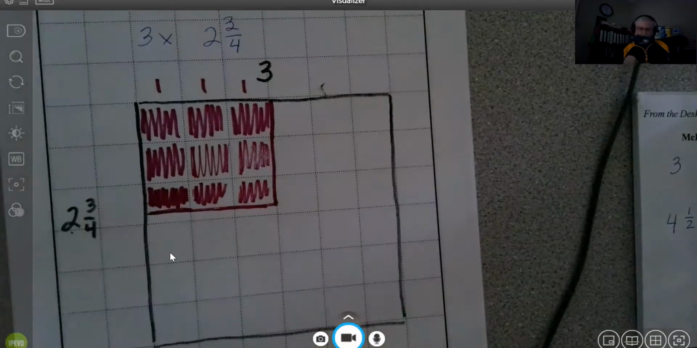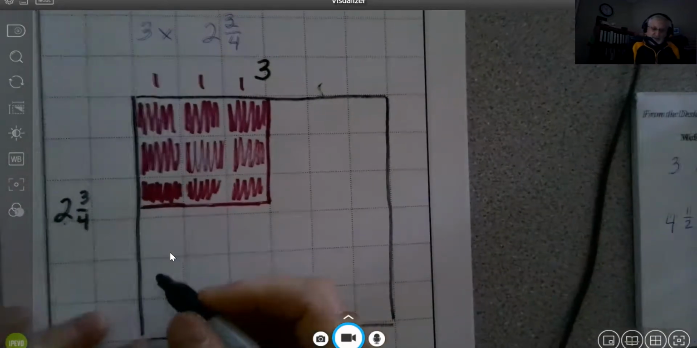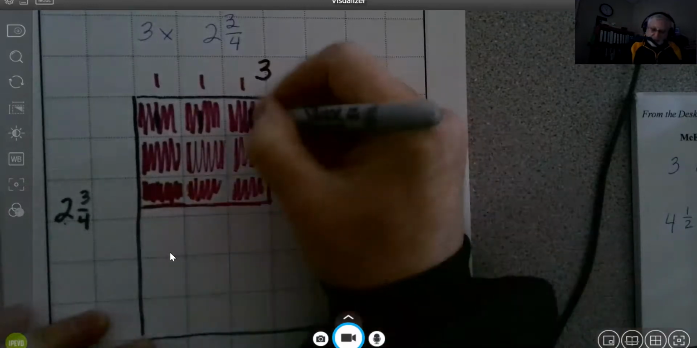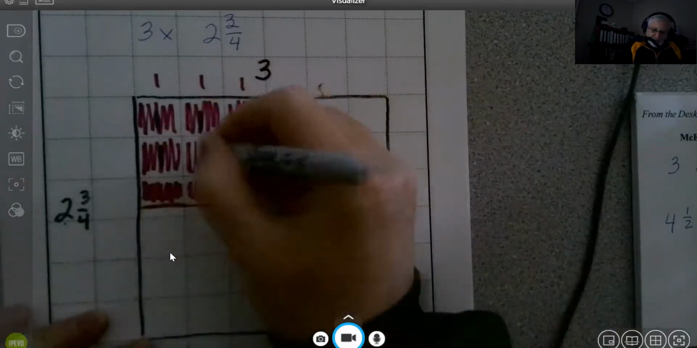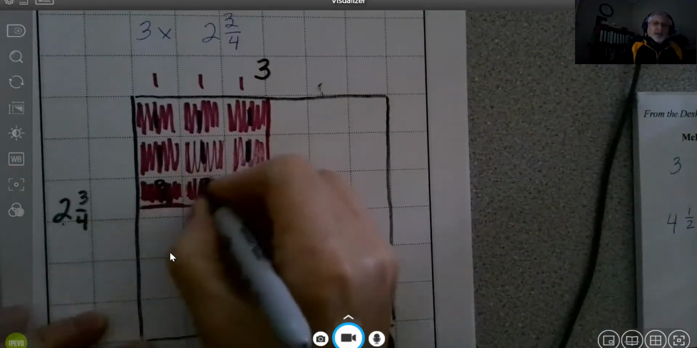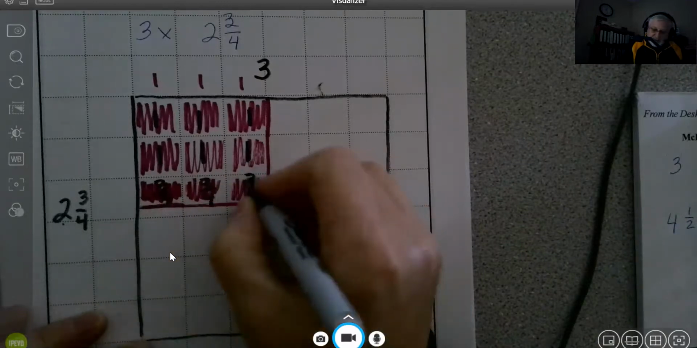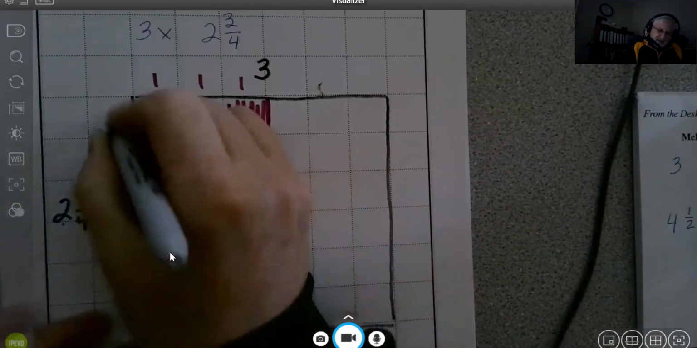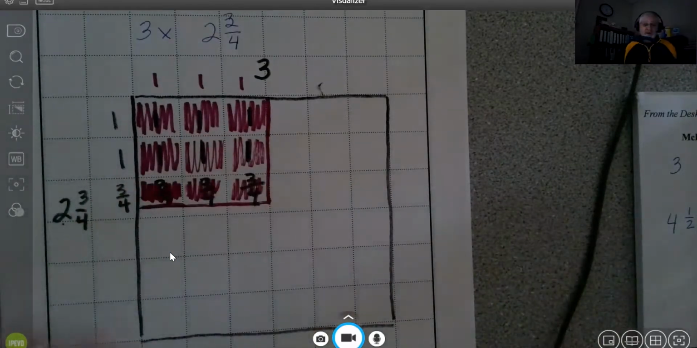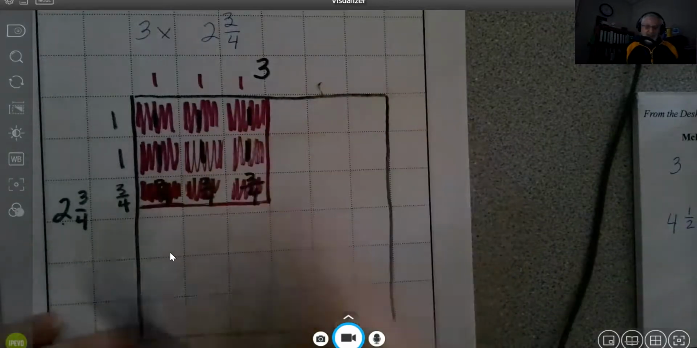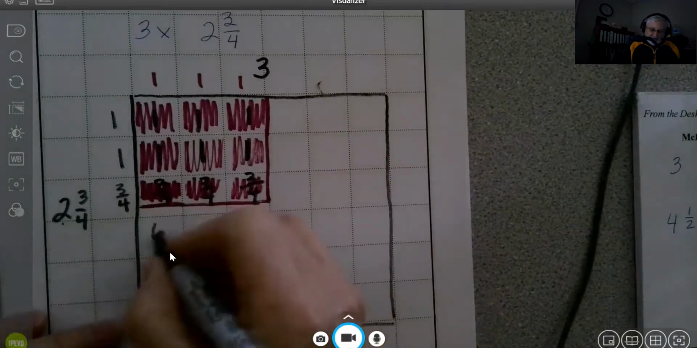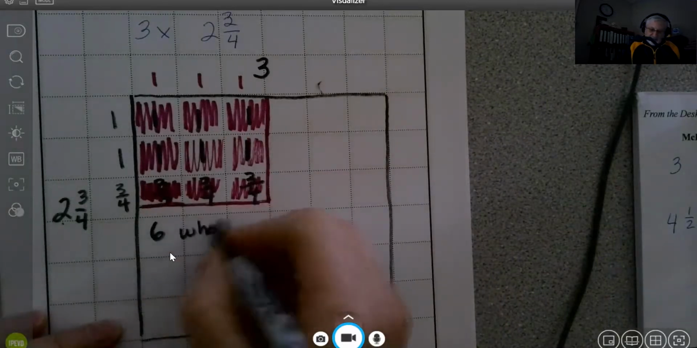So I'm going to count how many wholes I have first. I know that's a whole, that's a whole, that's a whole, that's a whole, that's a whole, that's a whole. And this is a 3/4, this is a 3/4, and this is a 3/4, okay? That's a whole, and this is a 3/4. So now I'm going to count up everything that's on the inside of that shape. So I'm going to count my wholes, 1, 2, 3, 4, 5, 6. So I have 6 wholes.